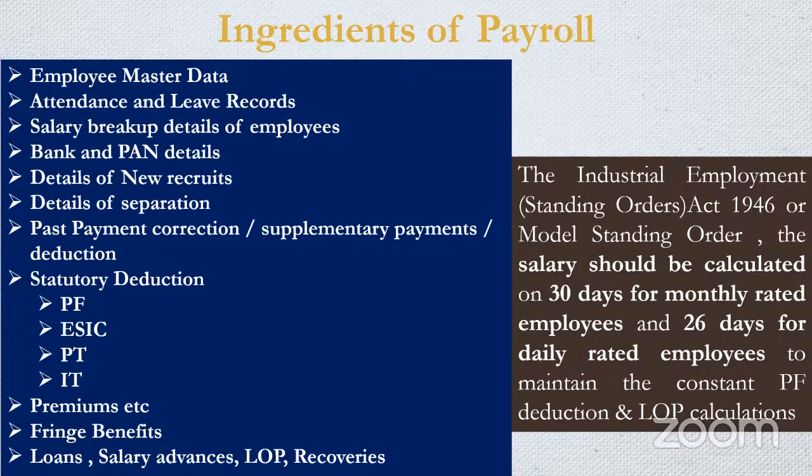If there is no loss of pay, then every month these values will remain the same. But if there are loss of pays, in that case the calculation would change. Otherwise, every month your income will remain same, your deduction will remain same, irrespective of the number of days of that month. Therefore, you get the same salary in the month of February also, and the same salary in the month of January and March also.